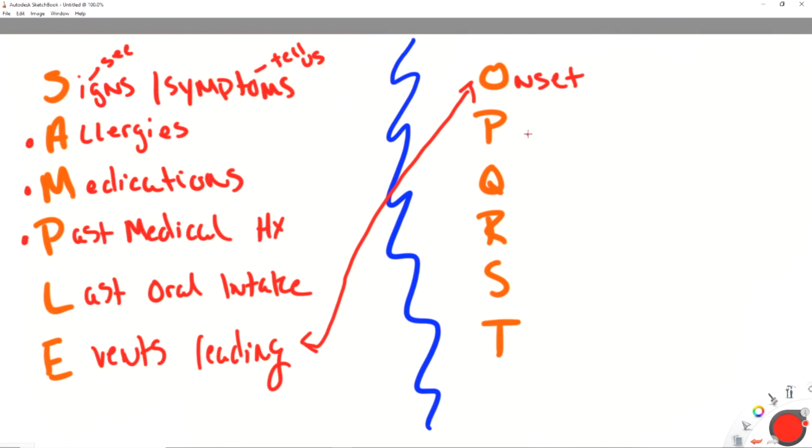Then we move down to P, or provoke. This is for better or for worse. So what makes it better or worse? If they're complaining of shortness of breath, does sitting down resting make it better? Does moving around, trying to get from the chair to the couch or the chair to another chair, make it worse? What makes their complaint worse or better?